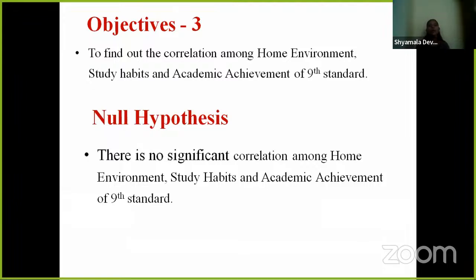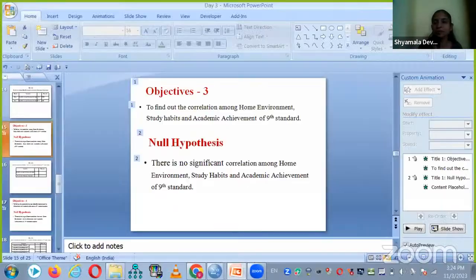So the third objective is to find out the correlation among home environment, study habits, and academic achievement of 9th standard students. And the null hypothesis is there is no correlation among home environment, study habits, and academic achievement of 9th standard students. Instead of doing them separately, we can put everything together, and in the table we can segregate the variables. Let's check how to do this.